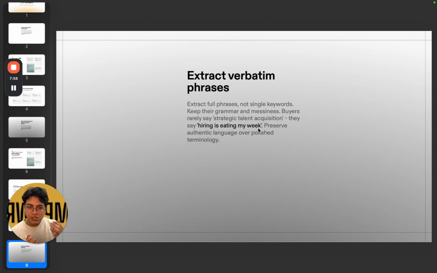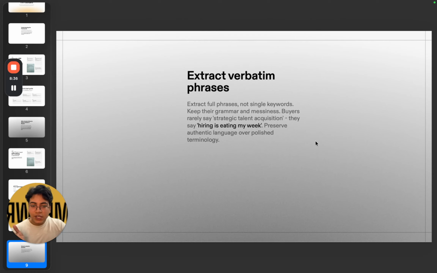Now, let's imagine buyers do not say that they are looking for strategic talent acquisition. They are not going to say that they are looking for an HR compliance program. They say, hiring is eating all my week. They say the new hires are starting to ghost us. That is the reason why we are not going to extract only keywords, we are going to extract the full phrases. Because when you start cleaning those phrases down to keywords, you will delete the conversion, because it will not sound like them.